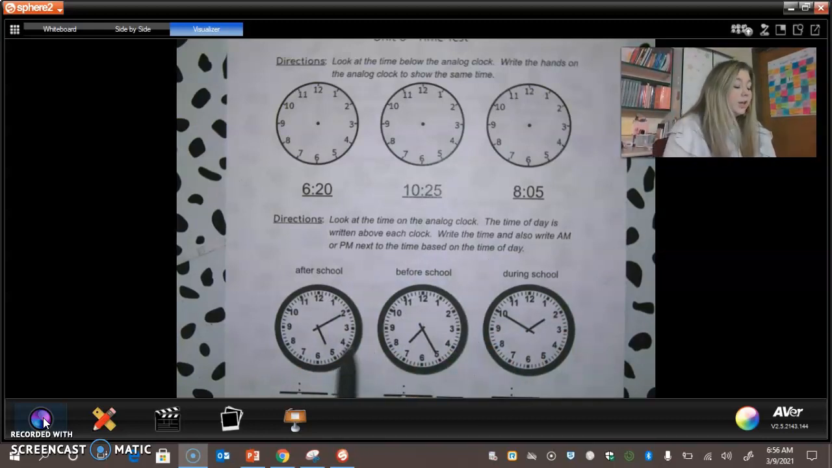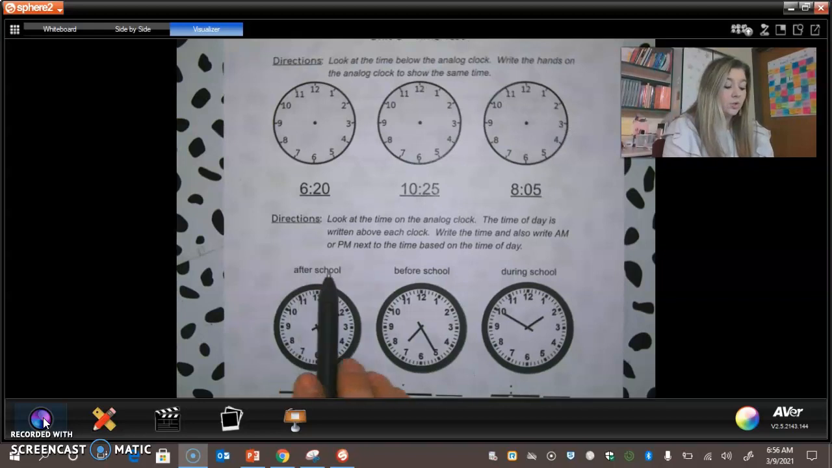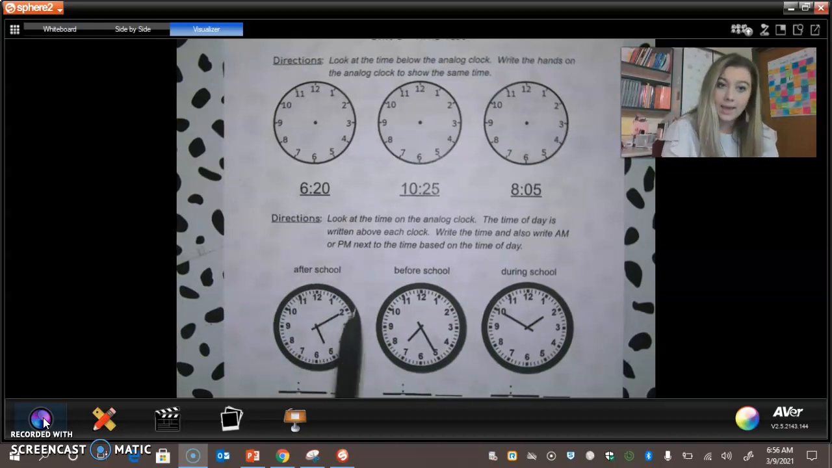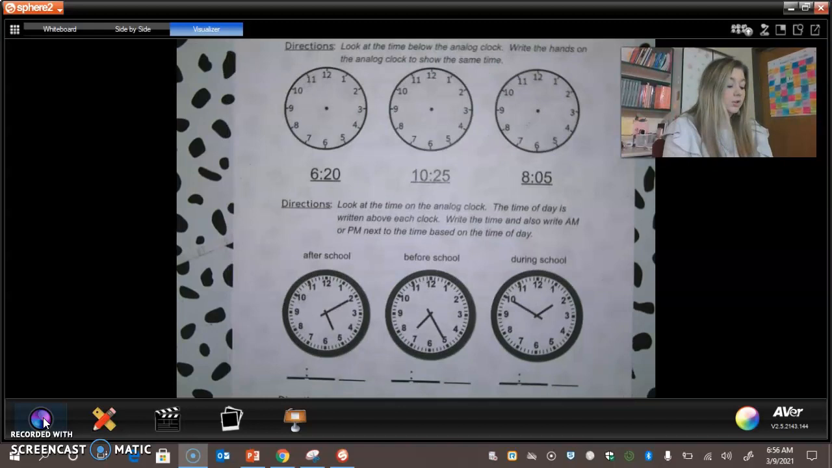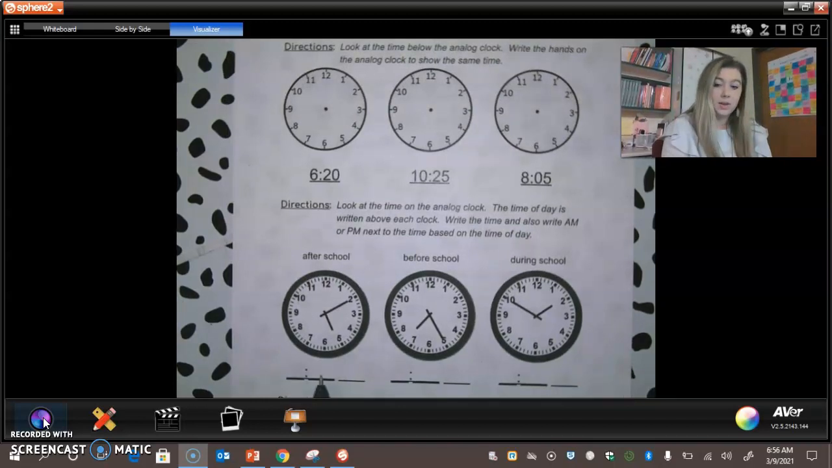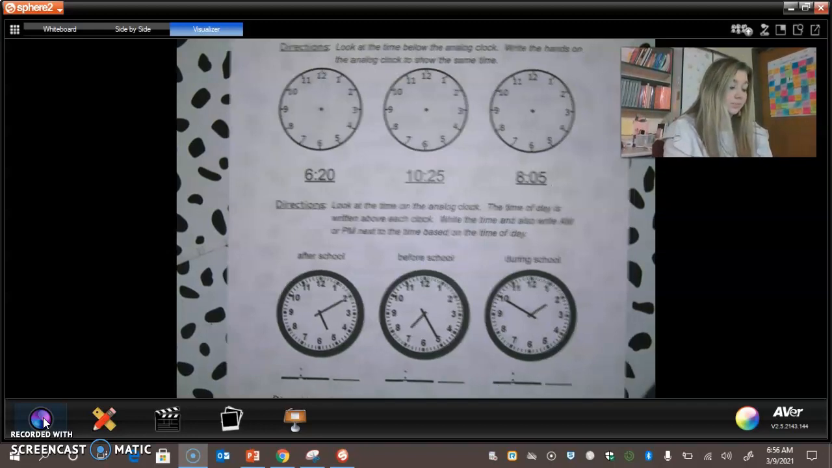So take a look at this one. Remember, your short hand shows hours and long hand shows minutes. So find where the hour hand is and then count the minutes. And this says after school. So is after school going to be AM or PM? So you will write the hour, the minutes, and then AM or PM right there in those blanks.